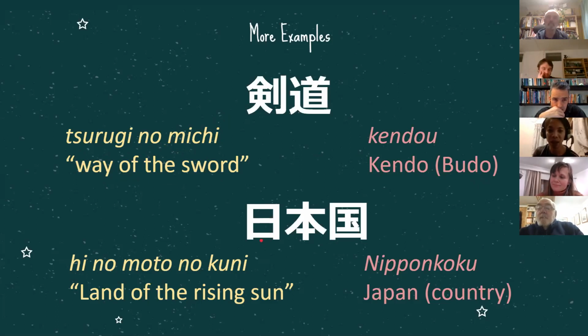And the second example, Nipponkoku, the country of Japan. Normally we say it in Chinese reading, Nipponkoku. But when you say it in Japanese reading, it's Hinomoto no kuni. Hinomoto no kuni means land of the rising sun, and it's classical Japanese.